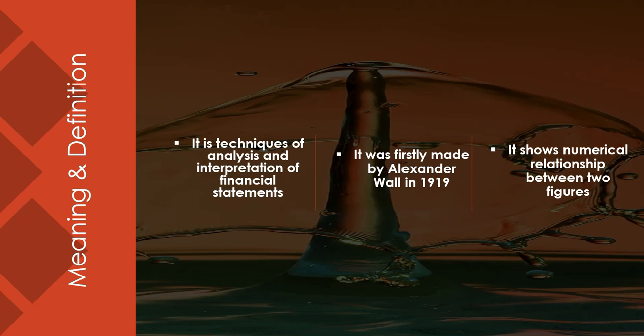We know that a single figure by itself has no meaning. A figure may become meaningful when it is compared with some other information. There are different kinds of ratios.